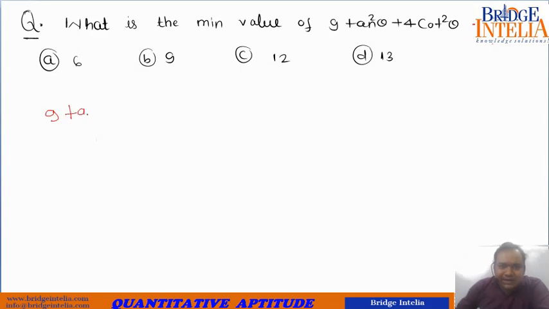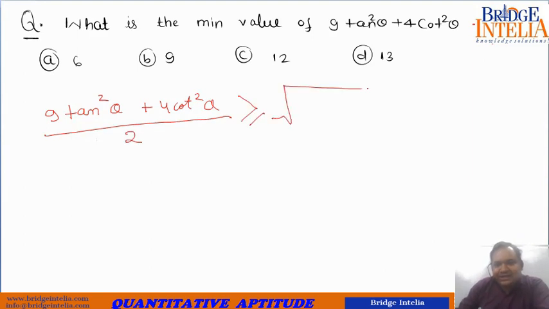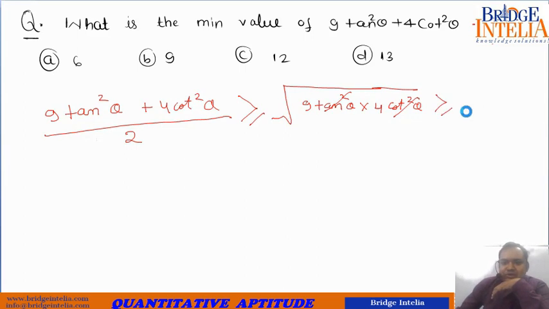So the terms are 9 tan square theta and 4 cot square theta. So you add these two terms, divide by 2, and then you can claim that this will be definitely greater than or equal to the square root of their product. So 9 tan square theta into 4 cot square theta. Now this tan square theta and cot square theta are reciprocals of each other, hence they cancel each other out. So this is greater than or equal to root of 36, because 9 4s are 36. Root of 36 comes out to be 6.